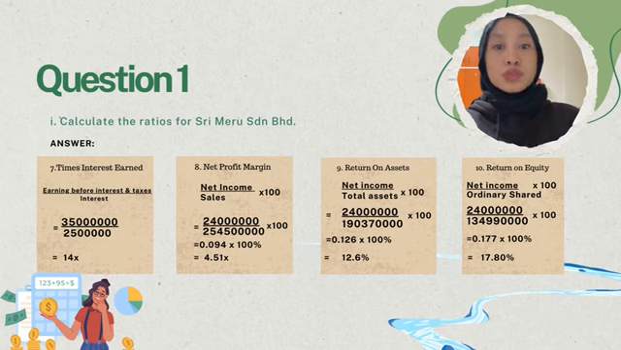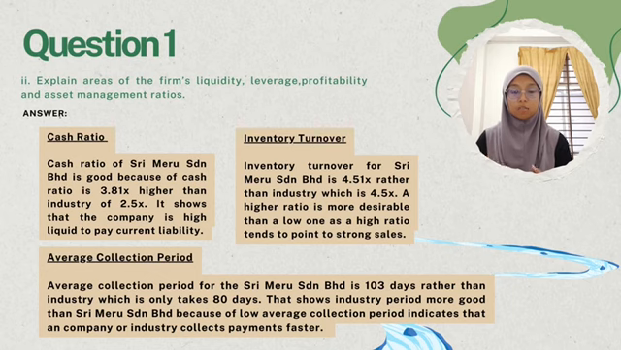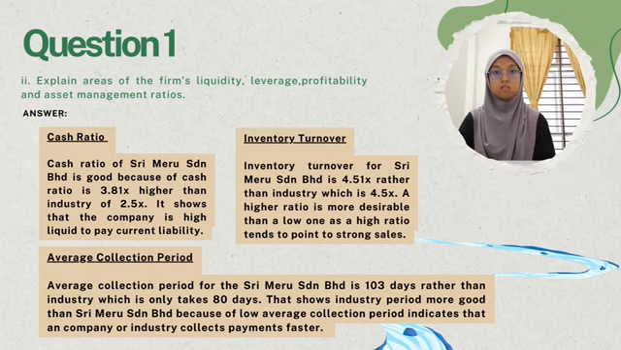Second, inventory turnover. Inventory turnover for Seri Meru Sendirian Berhad is 4.5, the same as the industry, which is 4.5. That means the number of times a company has sold and replenished its inventory over a specific amount of time. A higher ratio is more desirable than a low one, as a high ratio tends to point to strong sales.